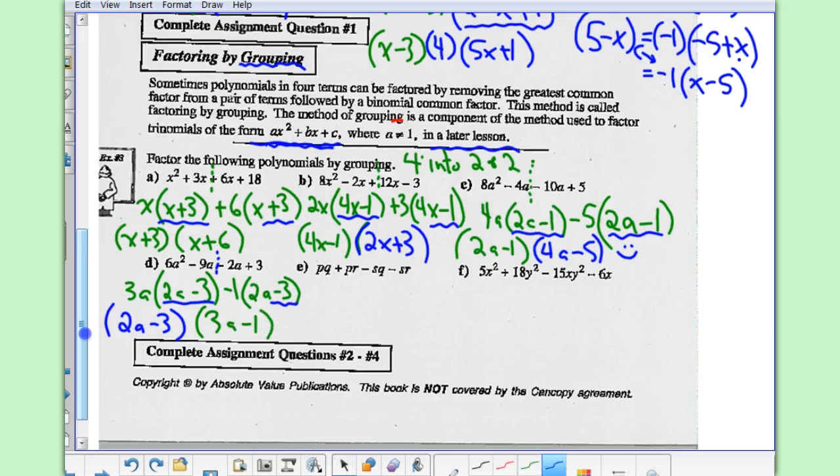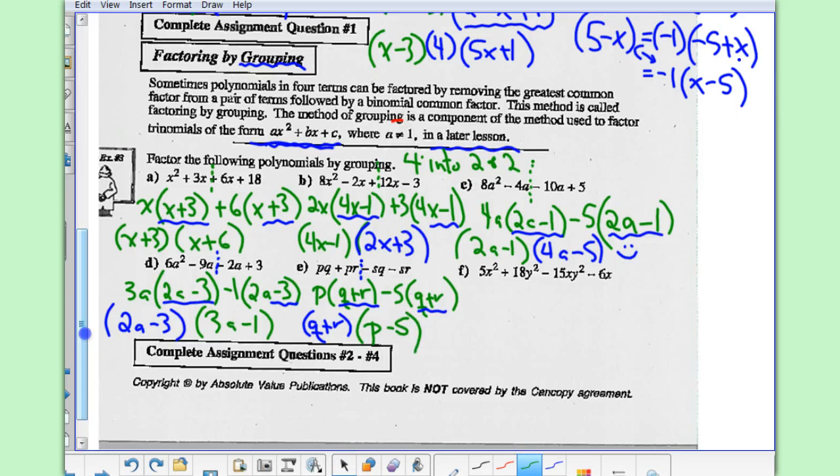Getting close to the end, tick, tick, tick. Split it again. What do I take out? I can take a p out, and I'm left with q plus r. What do I take out of here? A minus s. Why did I do that? Because I want to get the same factor, q plus r. Do I have a common factor? Yes. So my common factor is q plus r, and the leftovers are p minus s.